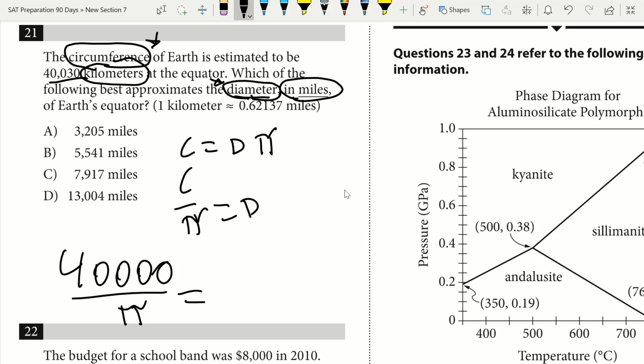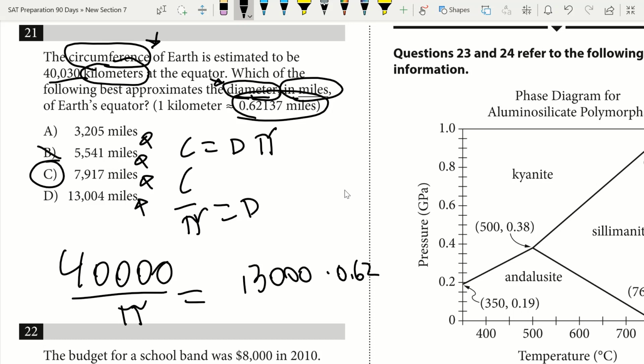I know that that's not going to be my answer, though, because I still have to convert to miles. So I'm going to go ahead and plug this in real quick. Like I said, that gave me just about 13,000. In this case, notice how I'm not being super accurate. That's just because these things are all so far apart that I can tell I don't have to write down exact numbers. So it's going to be something around 13,000. Then at that point, I multiply by this 0.62 miles. And I see that gives me just about 8,000 miles. So my answer there is going to be C.